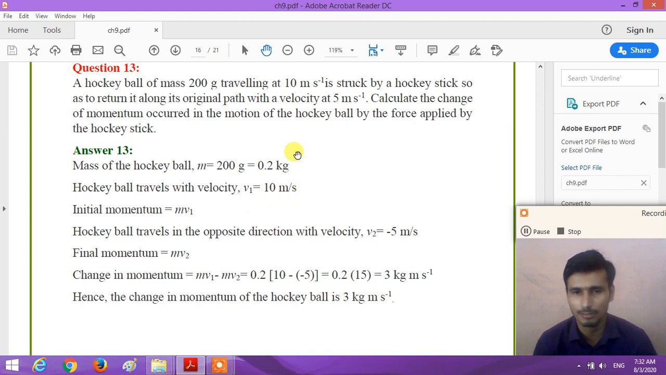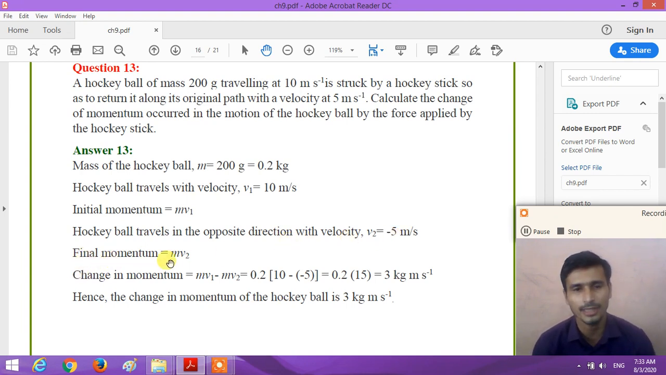So what is the initial momentum? How do we calculate the initial momentum? The initial momentum is equal to mass into velocity. Now when we apply a force by the hockey stick, it moves with a velocity of 5 meter per second in the opposite direction. So the final velocity v2 is equal to 5 meter per second, but we take a minus. Why? Because of the opposite direction. The hockey ball moves in the opposite direction after applying a force, right?